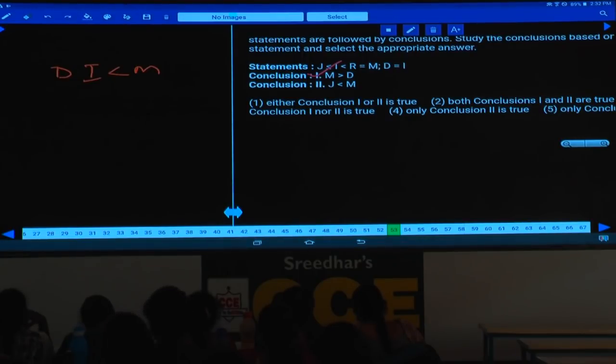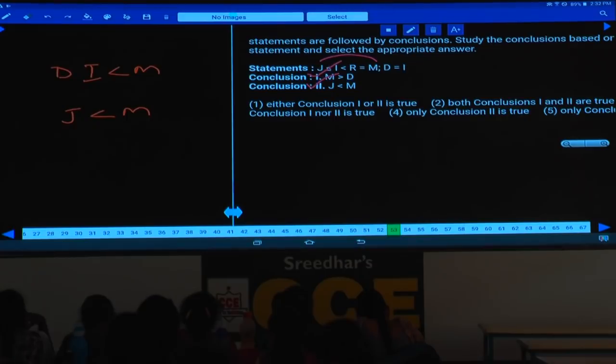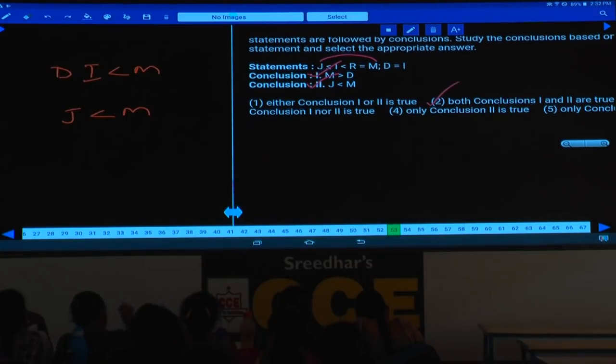Then coming to the next one, the relation between J and M. Between J and M, tell me which element is common here? Only lesser than is common. J lesser than M is also true. Hence both the conclusions 1 and 2 follow. Choice 2. Question number 53, choice 2.